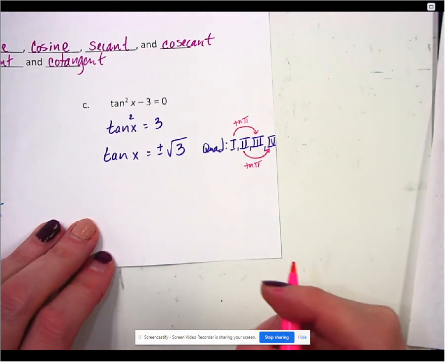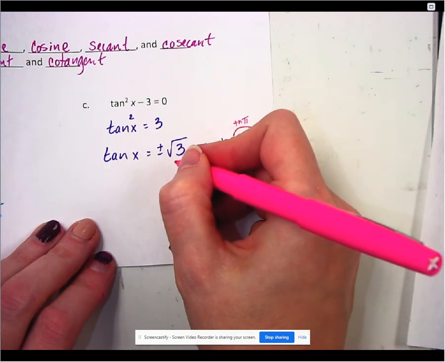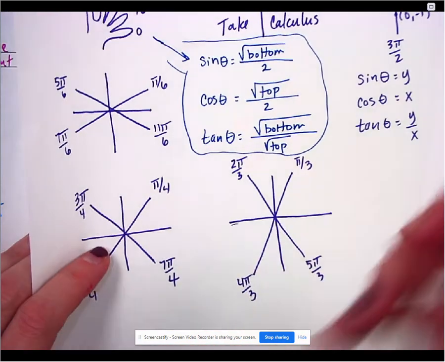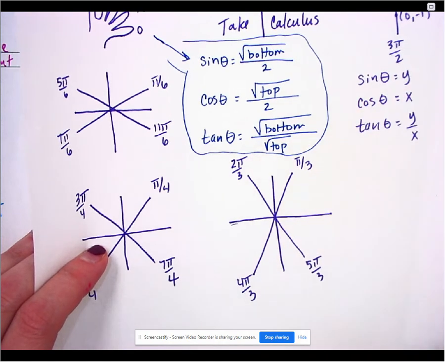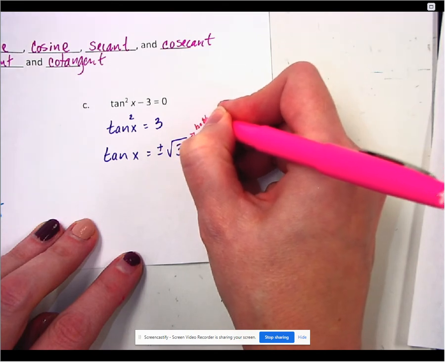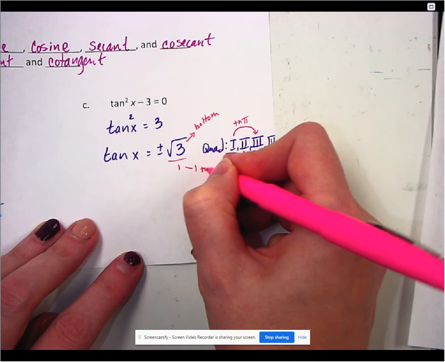All right, so we need to know what angle in quadrant 1 has a tangent of square root of 3 over 1. Now, if you remember, to find the tangent using the hand trick, it's the square root of the bottom over the square root of the top. So that means I want 3 bottom fingers, and even though we don't have it down there, I want 1 top.